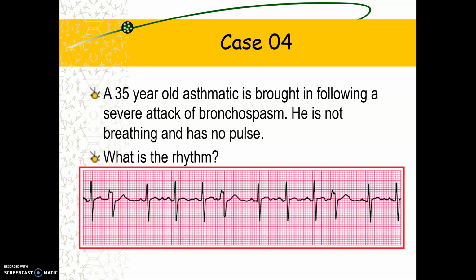Finally, a 35-year-old asthmatic with severe bronchospasm. At this point, he is not breathing and has no pulse. This, although it looks bizarre, is a rhythm in which you would expect a pulse. This patient has no pulse. That is the definition of pulseless electrical activity. The reason we started with these 4 cases is because these 4 cases are cardiac arrest rhythms. You need to recognize them quickly, start CPR, and decide whether the patient needs defibrillation.